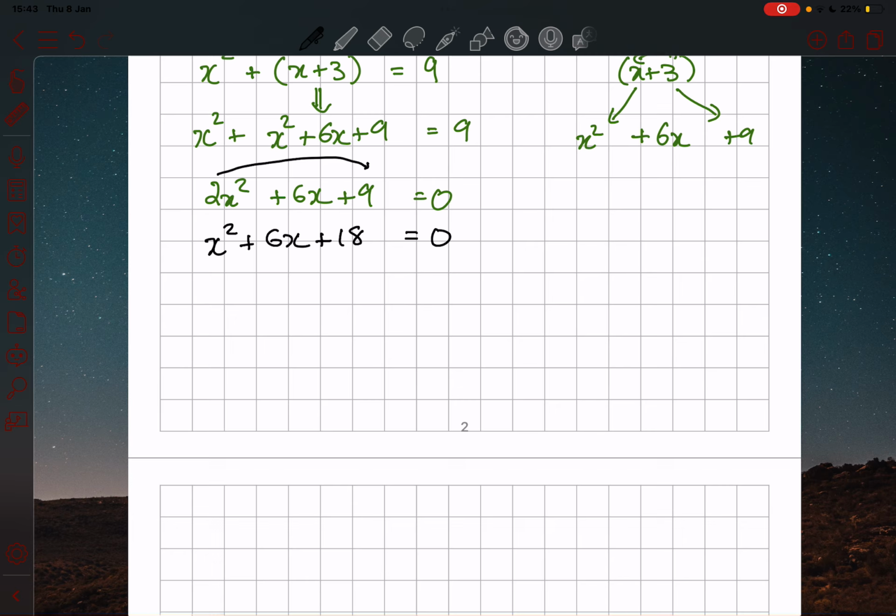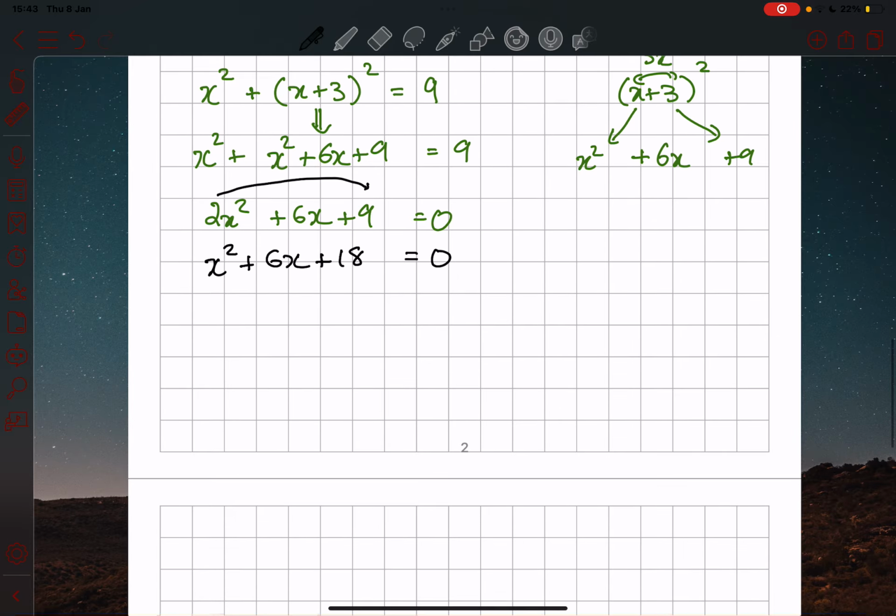18 could be done with 3 and 6, but that's a plus 18. 9 and 2 doesn't work. What would work? 18, there's 1 and 18, 2 and 9, 3 and 6. I can use 3 and 6, but then that should have been a negative 18. Have I made a mistake anywhere? No.